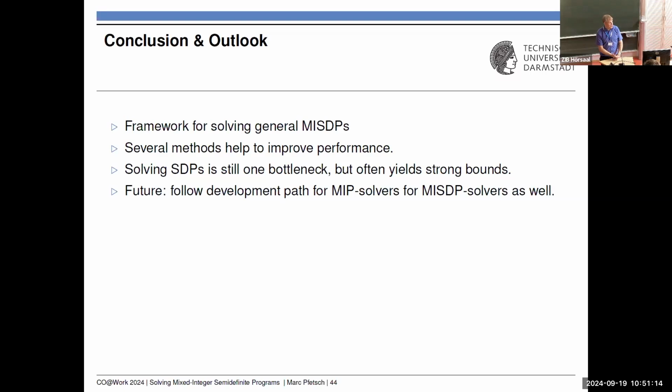The bottleneck of all approaches is solving the SDPs. Most of the time is spent in solving the SDPs. However, you also get something from it. You get strong bounds, and this reduces the number of nodes. And the hope for the future would be that we see a similar development as for linear mixed integer programs. That means that we see a similar speed up in solution time as for the linear case.